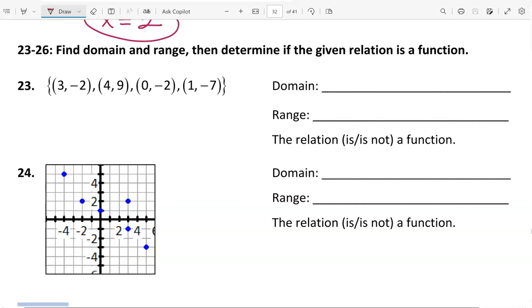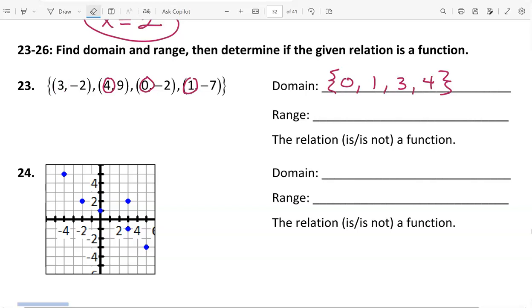In numbers 23 through 26, we're asked to find domain and range and to identify if the relation given is a function. The domain is the set of all x values, and we see ordered pairs. There are 4 points there, so there are likely 4 x values. I'm going to list them in increasing order from least to greatest. So I'm going to start with 0, 1, 3, and 4. Those are the x values.